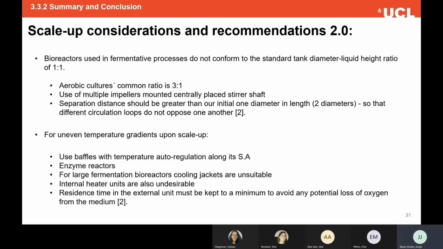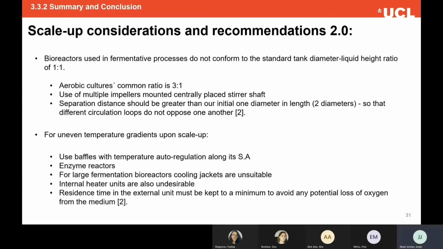Although the separation distance should be greater than our initial 1 diameter so that the different circulation loops do not oppose one another. For uneven temperature gradients upon scaling up, we can implement external heat exchangers. However, residence time in the external unit must be kept to a minimum to avoid any potential loss of oxygen from the medium. For large fermentation bioreactors, cooling jackets are unsuitable as they do not provide enough heat transfer area.